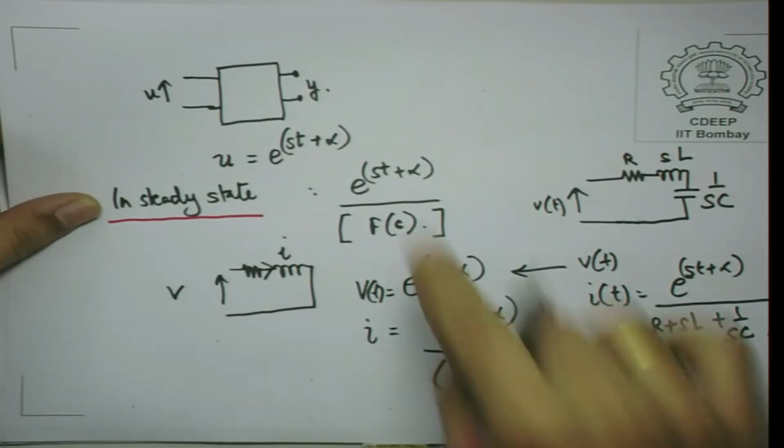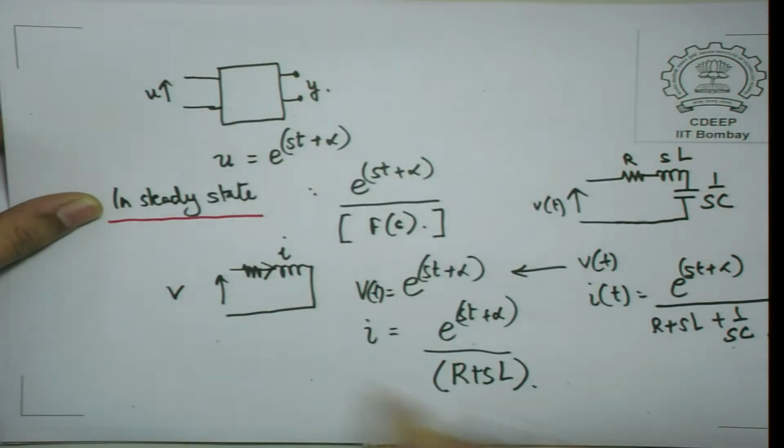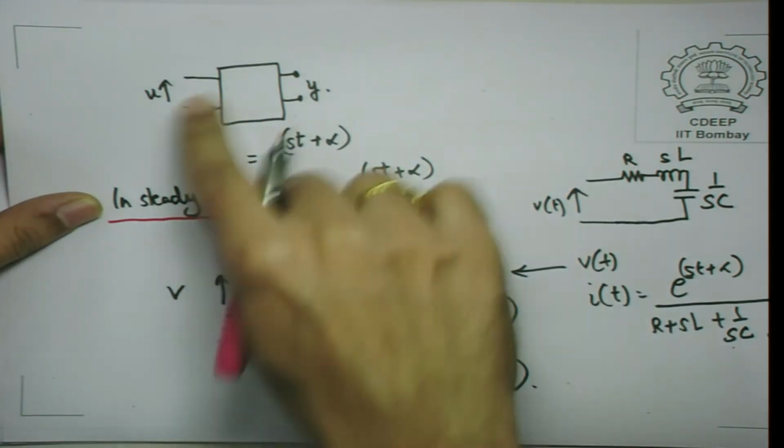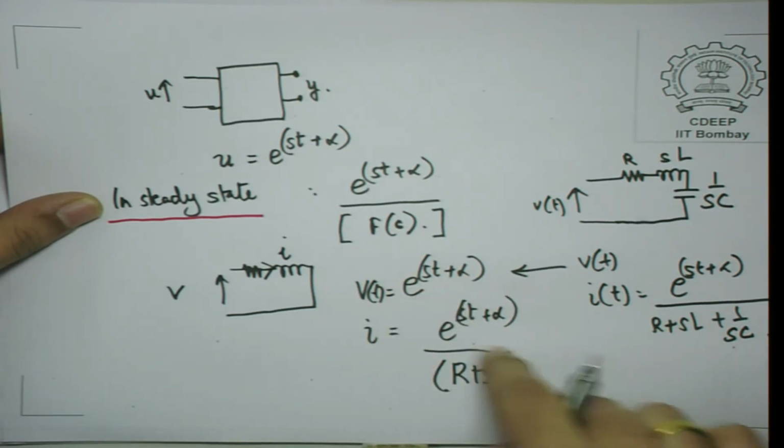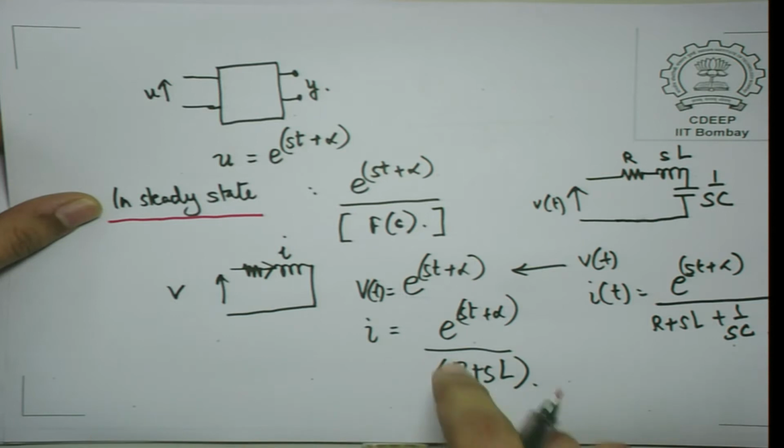Okay. So, you have to define an input and an output, in this case the voltage and the current, and based on this you can get a transfer function. This 1 upon R plus SL is also called the transfer function.